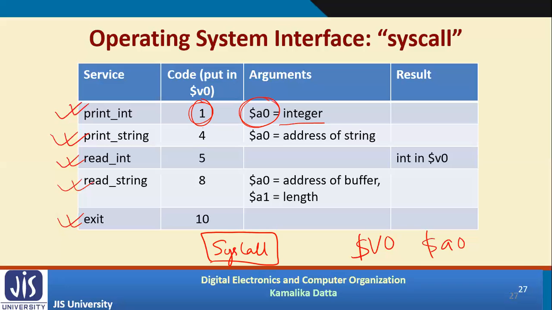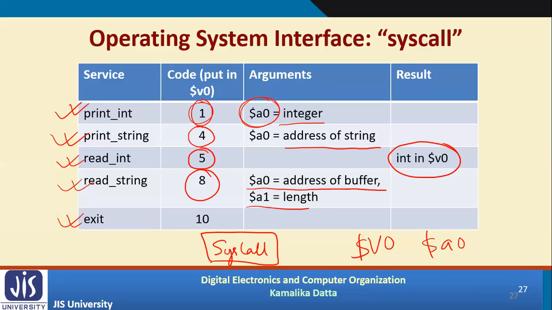Similarly, for printing a string, it is 4. And in A0, you have to store the address of that string, from where you have to print that string. Similarly, for reading an integer, it is 5, and the result is stored in V0. Reading a string is 8. A0 stores the address of the buffer and A1 the length. Similarly, for exiting also, it is 10.